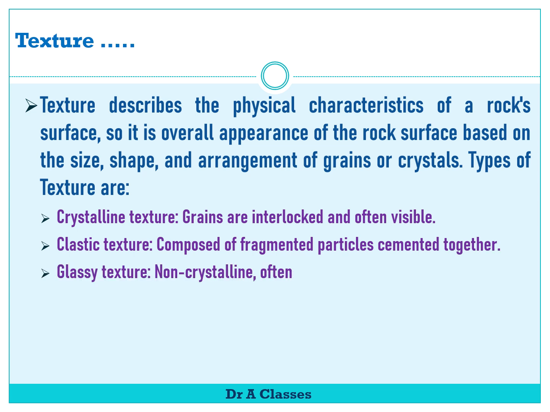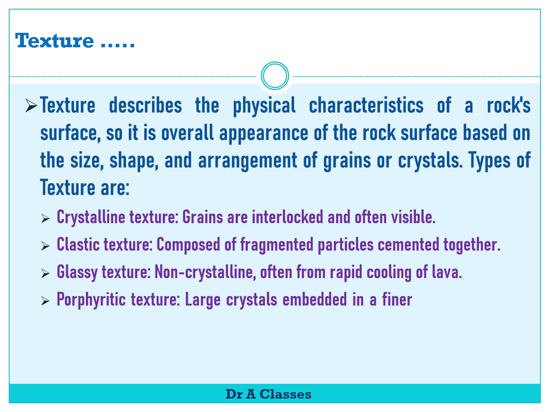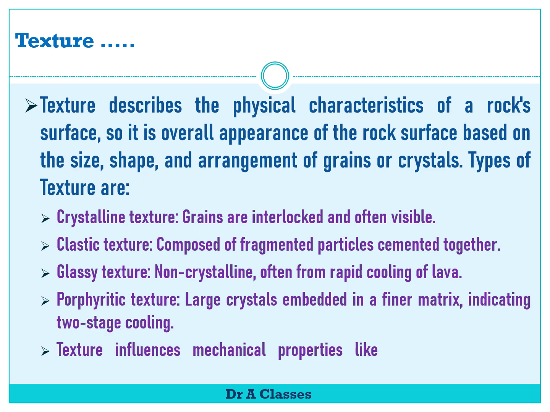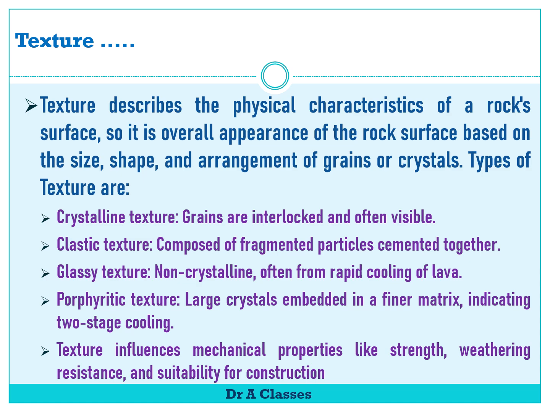Glassy texture is smooth and non-crystalline, often from rapid cooling of lava, for example obsidian. Porphyritic texture has large crystals embedded in a finer matrix, indicating two-stage cooling. Texture influences mechanical properties like strength, weathering resistance, and suitability for construction.